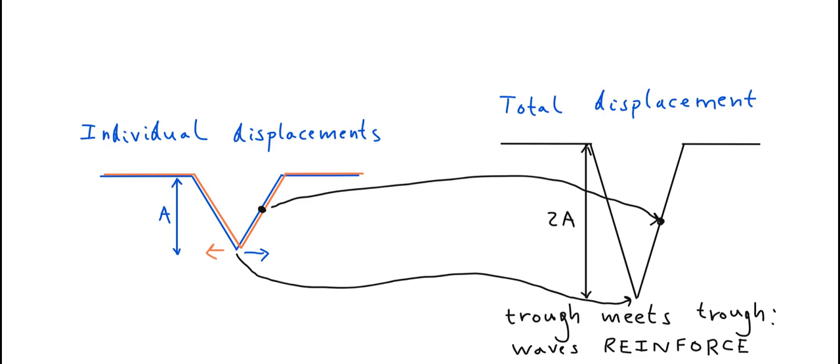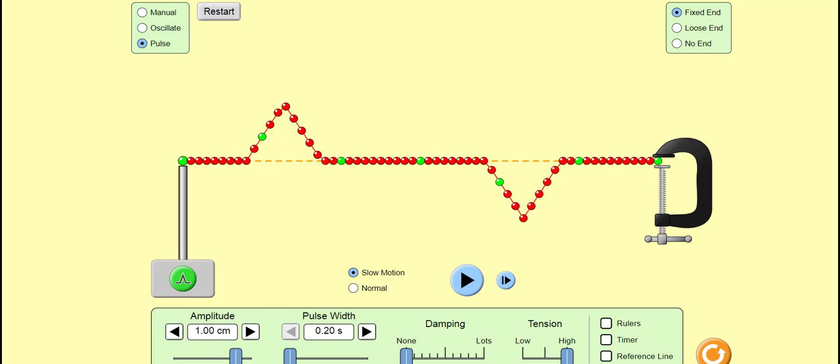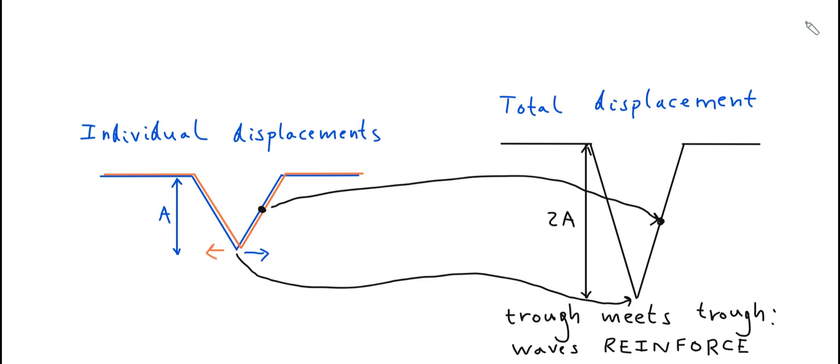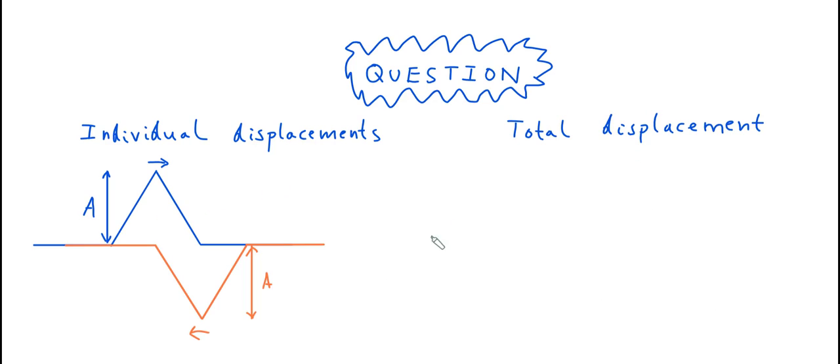The final example we're going to look at in this video is what happens when a wave meets its reflection. Okay, so in particular what I'd like you to think about is when the individual waves are at this position here at some moment in time, what would their total displacement be?